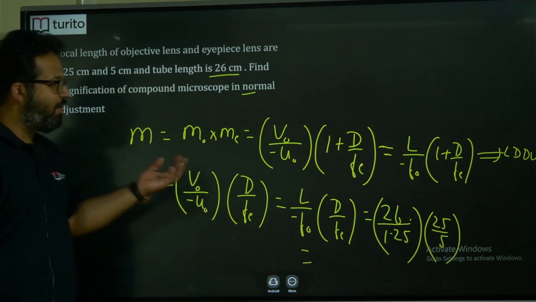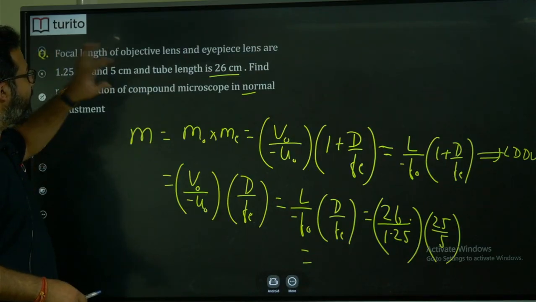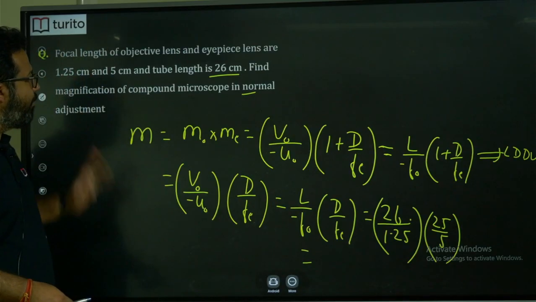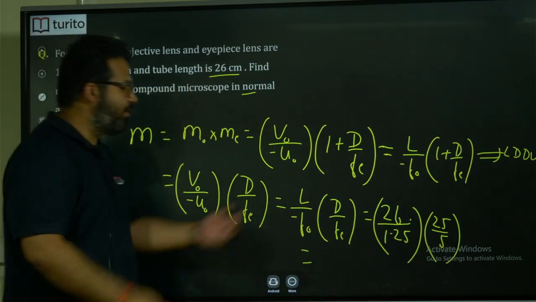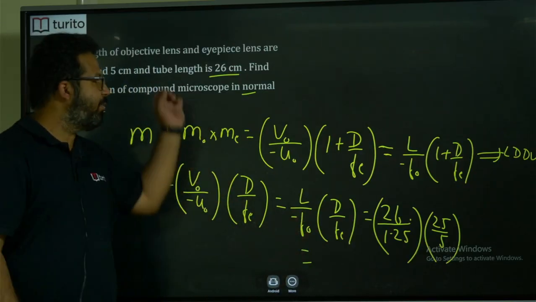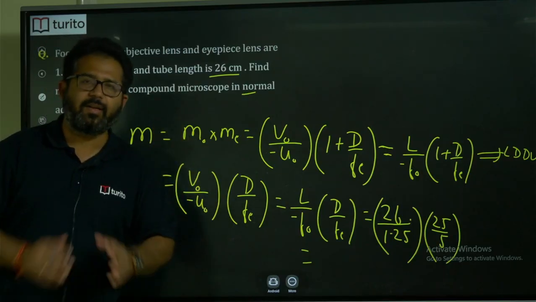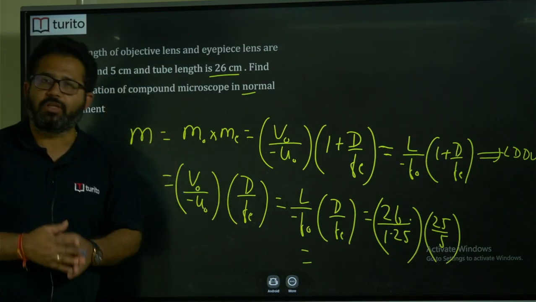The nearest integer will be your answer. I hope this concept is clear. The focal lengths of the objective and eyepiece are given, you just put them in the formula. Again it is a memory based question, so there are some numbers that may be a little different from what came in the exam, but the concept and the type of the question is the same.